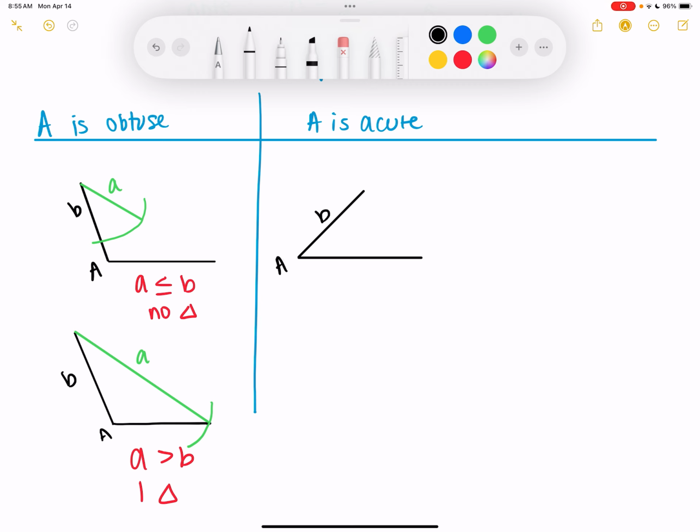All right, so this is still angle A, side B. Those things are always fixed. Now, if side A is little, meaning it's short, and it's not long enough to go through like that, when I swing this around, notice it never intersects the bottom.